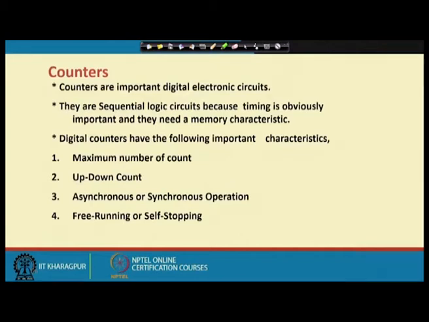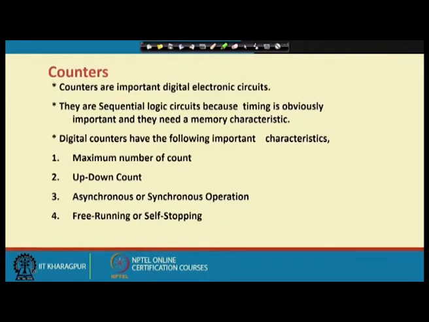Digital counters have the following characteristics. There will be a maximum count, because ultimately the values are stored in some flip flops. Depending upon the number of flip flops that you employ to hold the count value, there will be a limit. For example, if I keep 4 flip flops to hold the count value, then after the value becomes all 1s, at the next time instant, when I try to increment this 1 1 1 1 by 1, it becomes all 0. So, there is a maximum count value, which is 15 in this case.